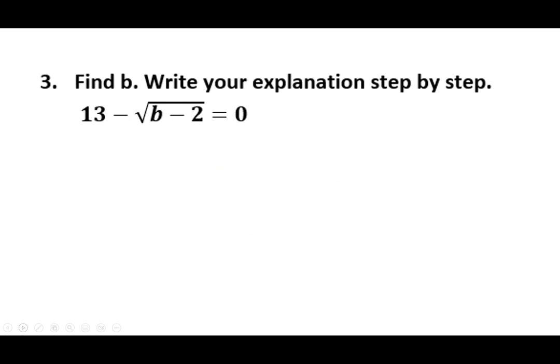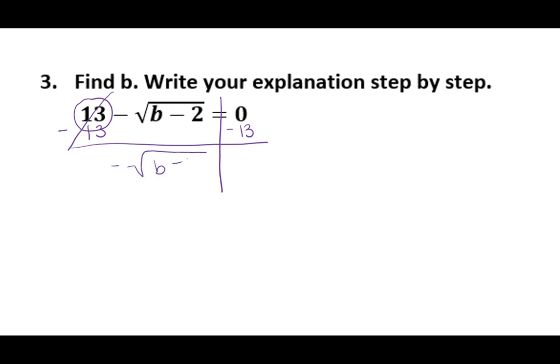Next, find B. So first things first is this. You want to get rid of the outsides first. So first thing you do, the opposite of positive 13 is negative 13. This cancels out, and we're left with negative square root of b minus 2 equals negative 13. So this is my very first step.